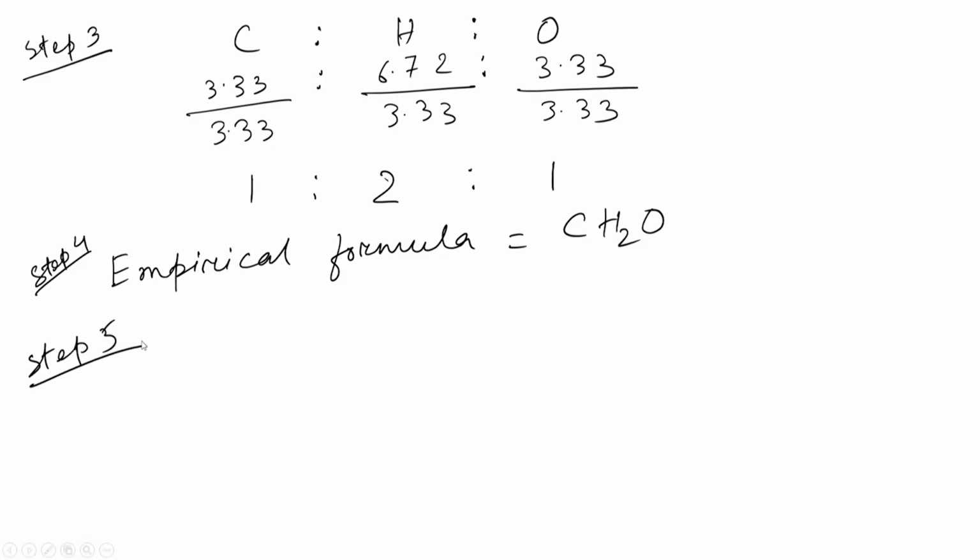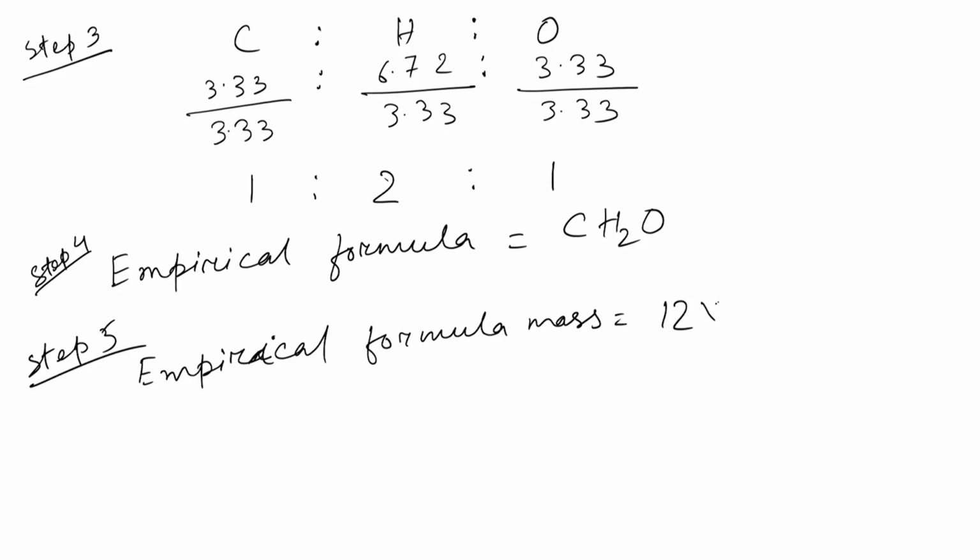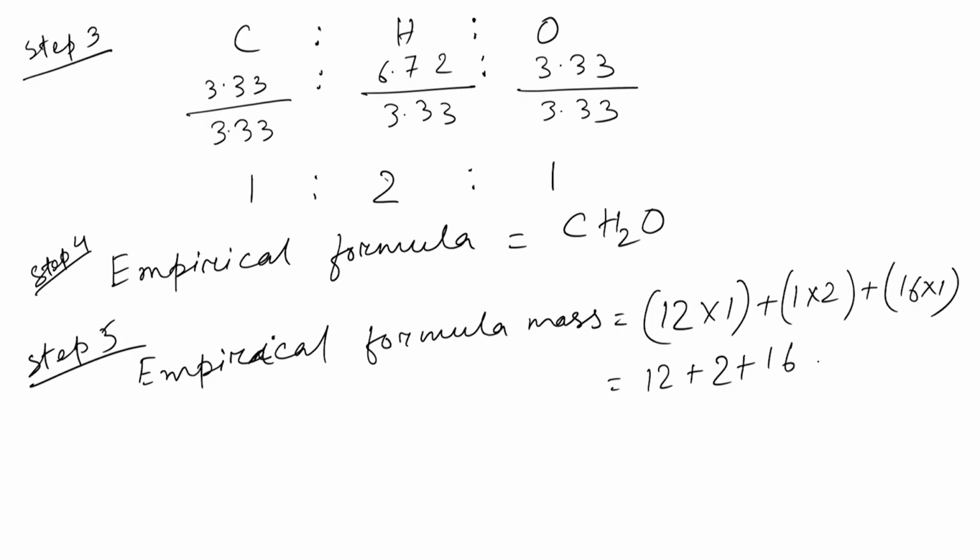Now we have to find out the molecular formula. So what we will do? We will first find out the empirical formula mass. This is equal to 12 into 1 plus 1 into 2 plus 16 into 1. So, this comes as 30.